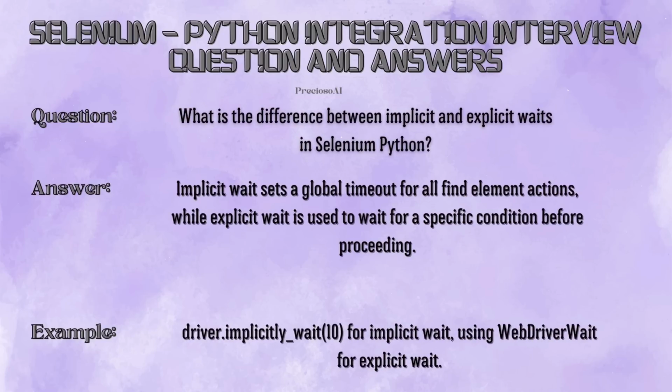Next question is what is the difference between implicit and explicit waits in Selenium Python? And the answer is implicit wait sets a global timeout for all find element actions, while explicit wait is used to wait for a specific condition before proceeding. For example driver.implicitly_wait(10) for implicit wait, using WebDriverWait for explicit wait.